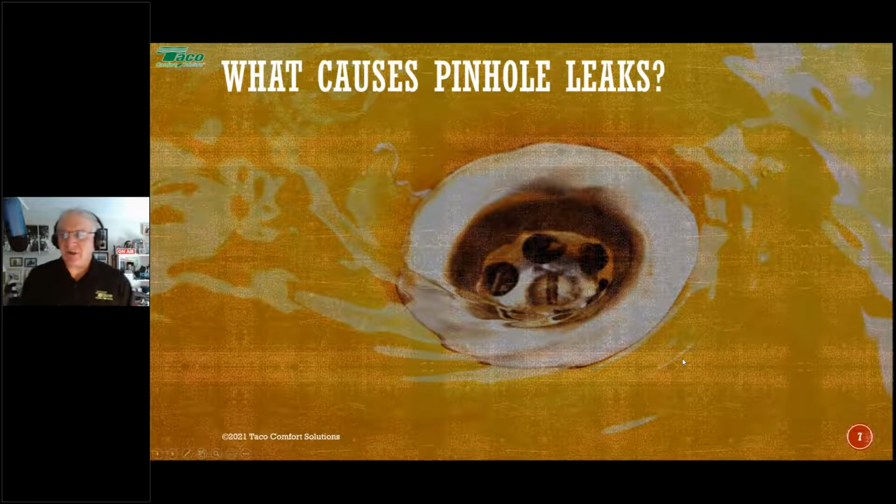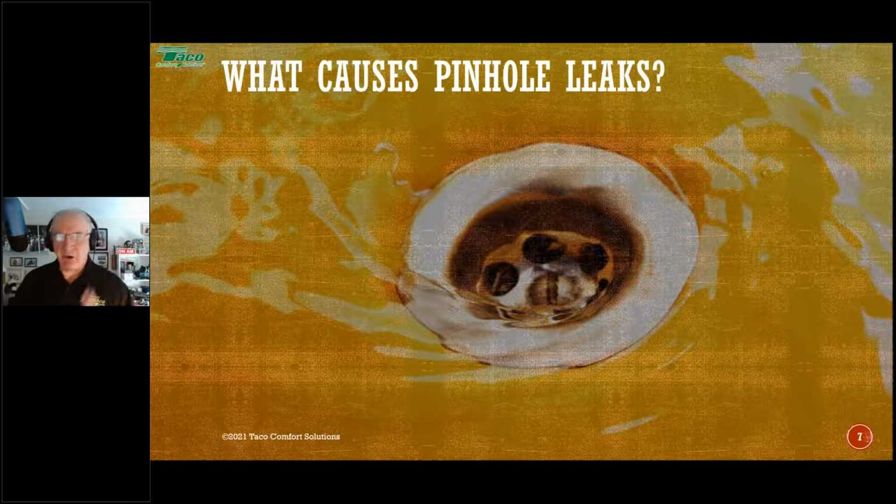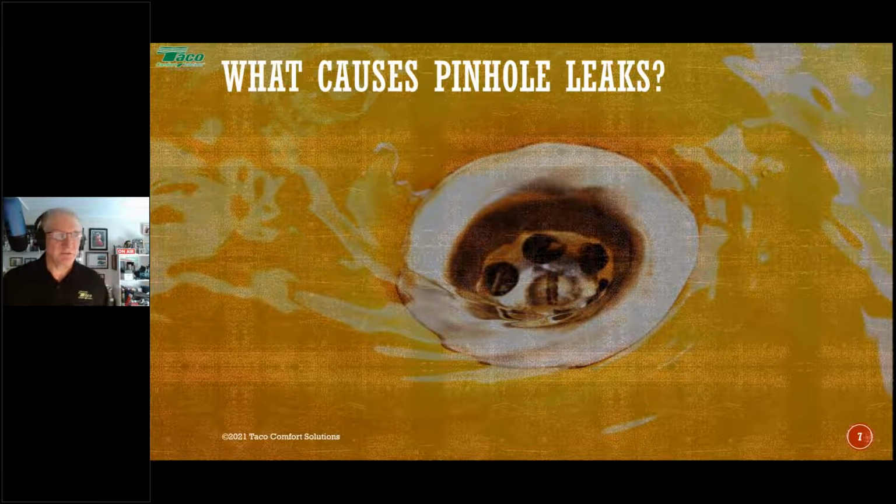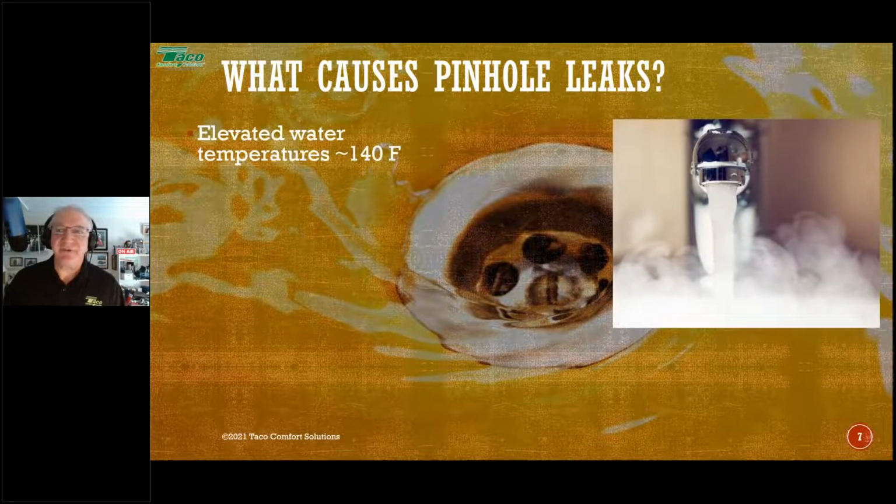Now, let's talk about the four elements. Velocity is an element in creating pinhole leaks, but there are three others. Let's take a look. Well, the first one is elevated water temperature. The higher the water temperature, that becomes an element in developing pinhole leaks. So if we're talking around 140 degrees, maybe above, that's an element to creating pinhole leaks in domestic hot water.